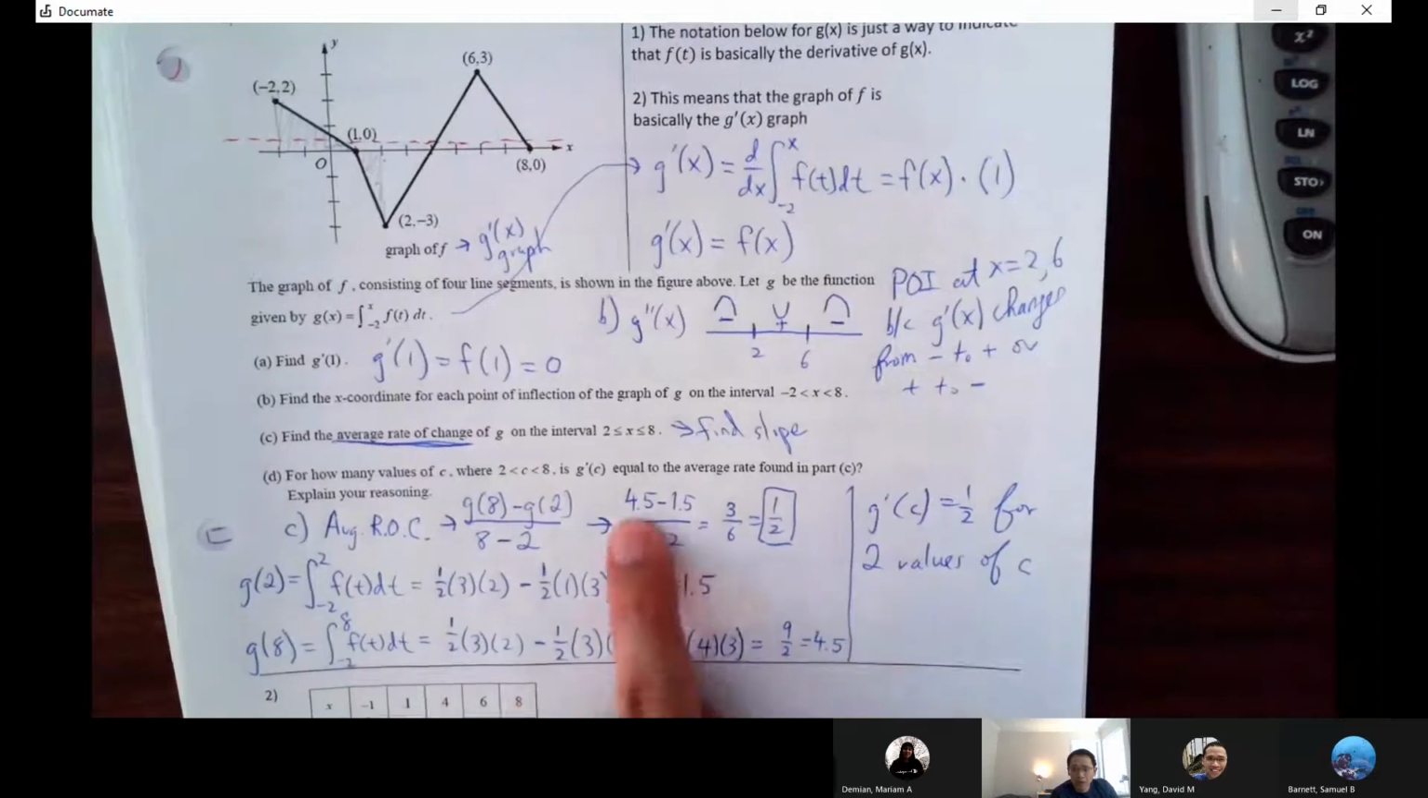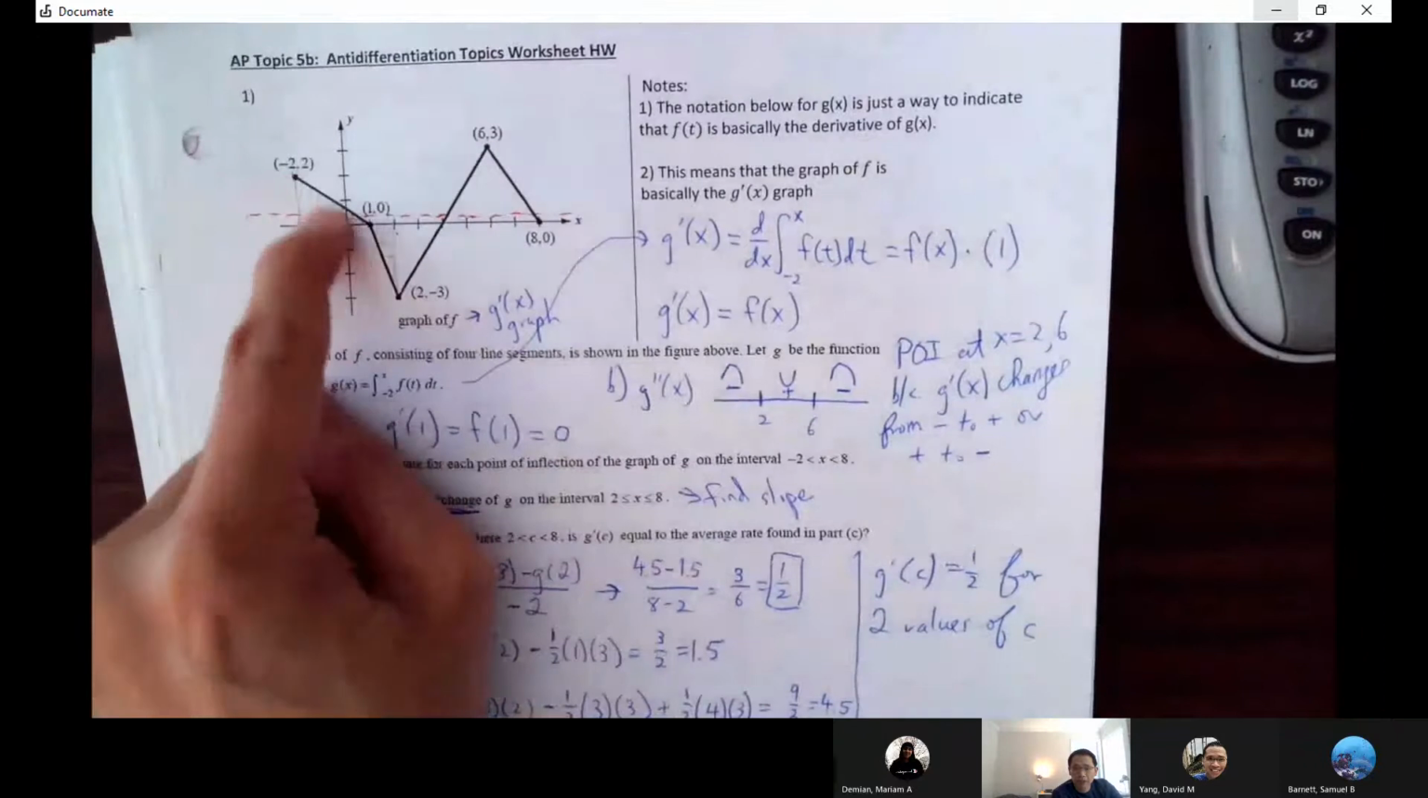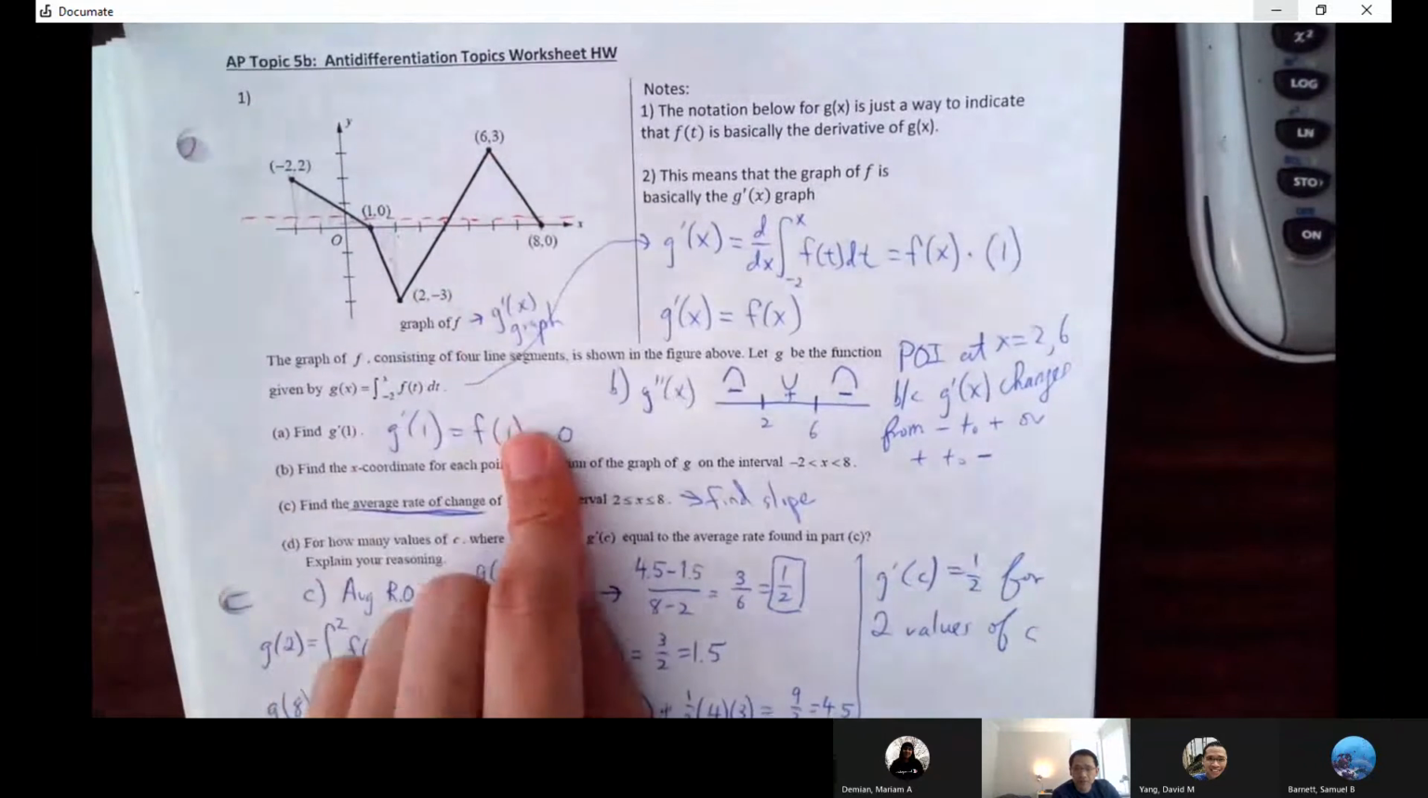Yeah, and also students have to understand that this is G prime, right? This is the G prime graph.